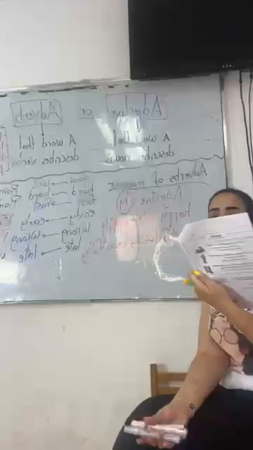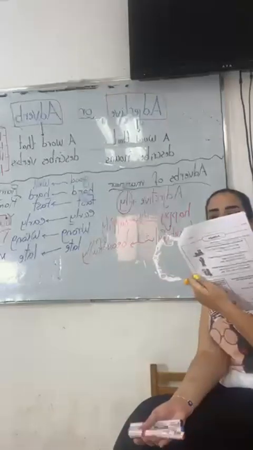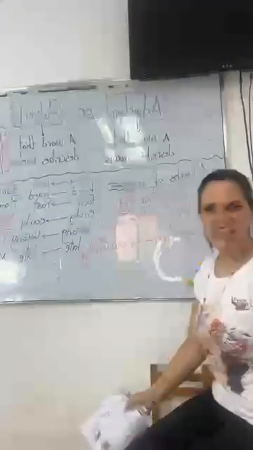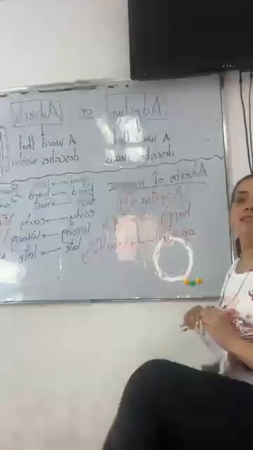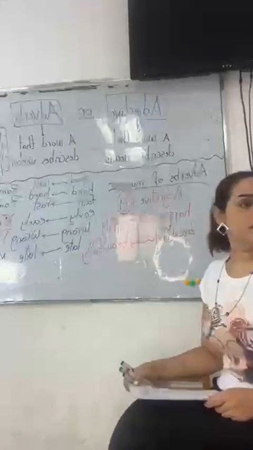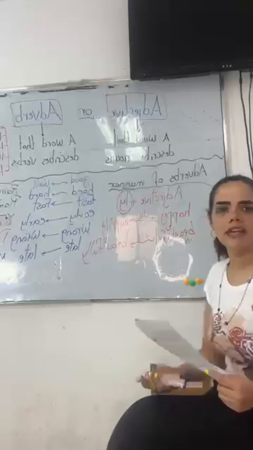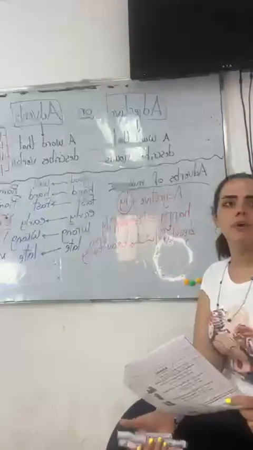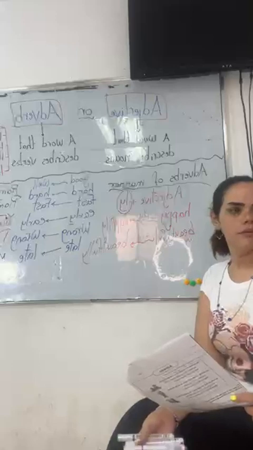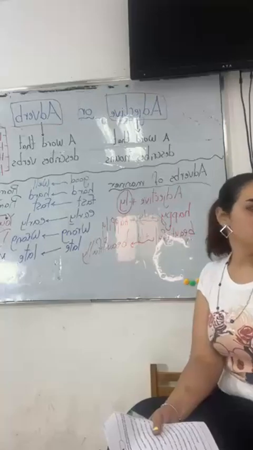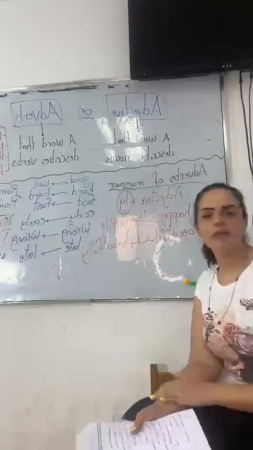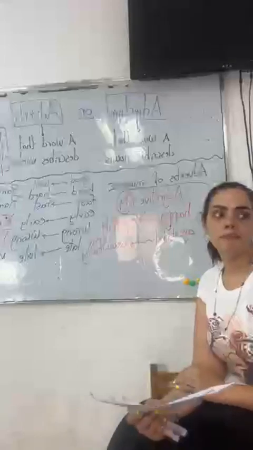Next one, number 8. Nathan stamped his feet angrily. What is the adverb? Angrily. What is the type of angrily? How. Great job. Circle angrily. Write how and manner. Okay, you're super excellent.